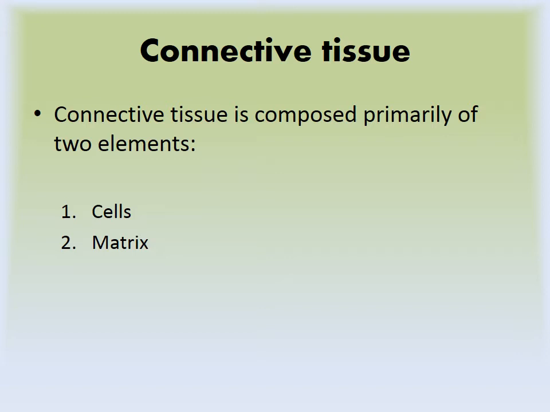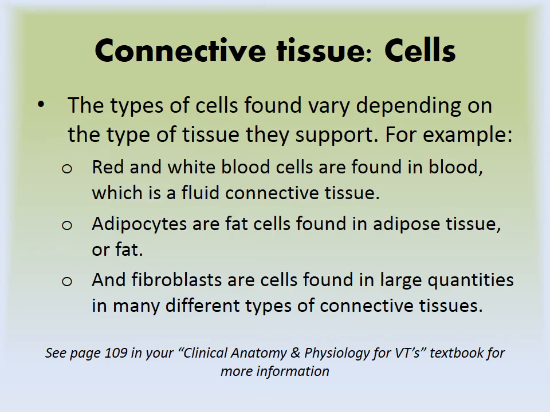So the connective tissue is composed primarily of 2 elements. It's going to be a cell, or various cells, as well as a matrix. So in regards to the cells of connective tissue, the types of cells found vary depending on the types of tissue they support. For example, red and white blood cells are found in the blood, which is a fluid connective tissue. And within this module, we're going to start talking about blood and red blood cells and white blood cells, and we do refer to them as a type of connective tissue. So the red and white blood cells are the cell part of the connective tissue.